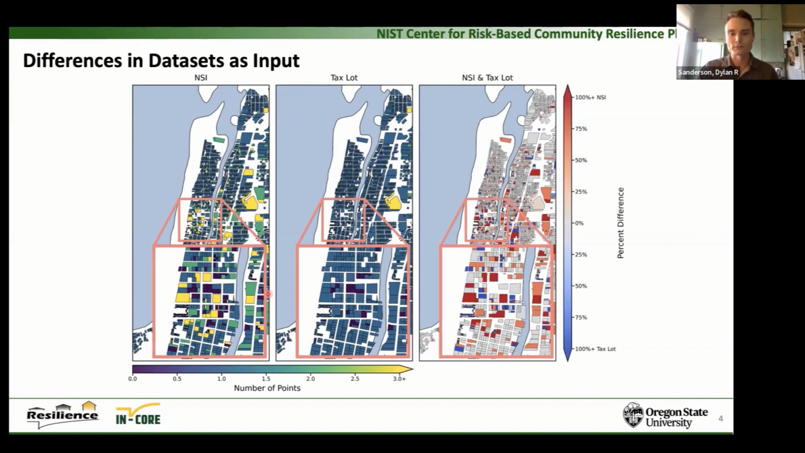Taking these two things and looking at them on top of each other, I also made this map over here on the right of the percent difference. In this case, any polygon or parcel that's red means there are more NSI points in that polygon, and blue is the opposite, so there are more tax lot points in that polygon compared to the NSI. Gray here means they're even. So you can see where pieces are different and where they're similar.